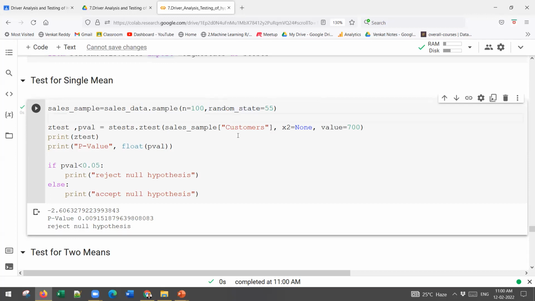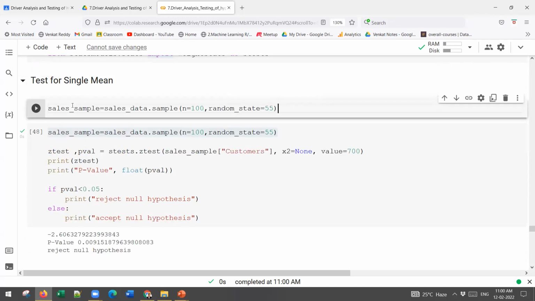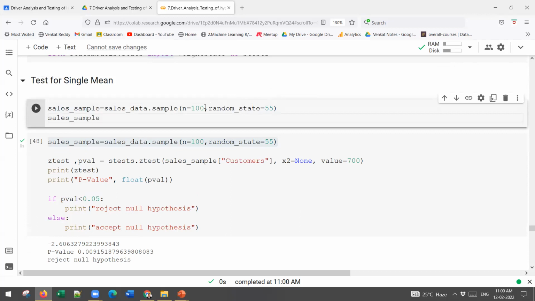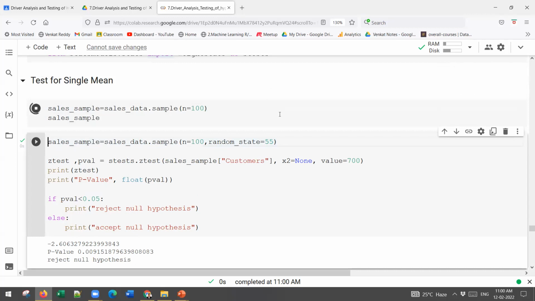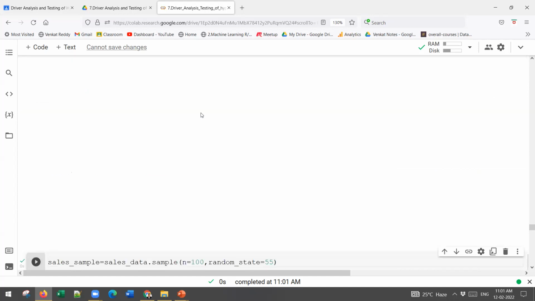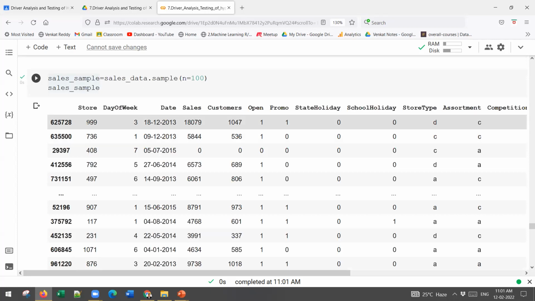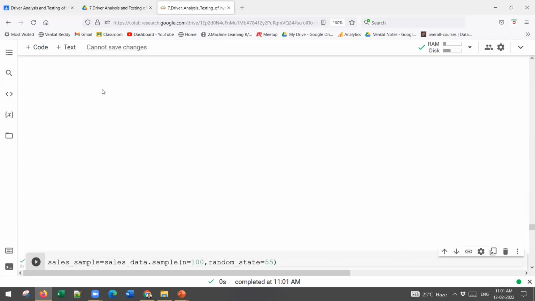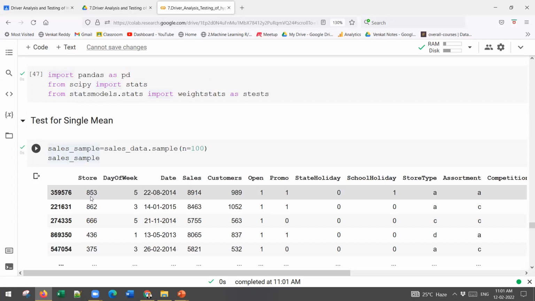If we want to generate the same sample again and again, for example, if I do it like this, this is a sample without random state. Every time I execute it, I get a different sample. Let us see here, store ID is 729 in the first row. If I re-execute it, I'll get a different sample. 999 is the store ID. Again a different sample, 853 is the store ID. Everyone will get a different sample.